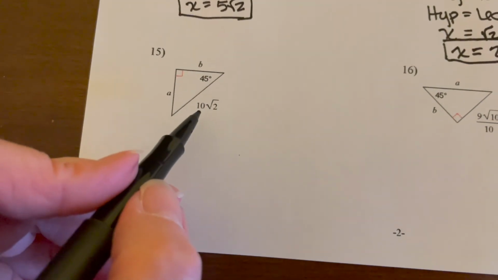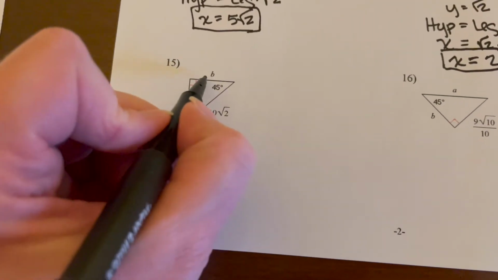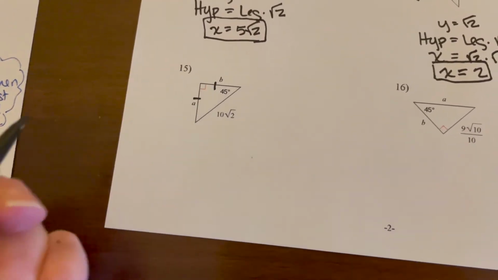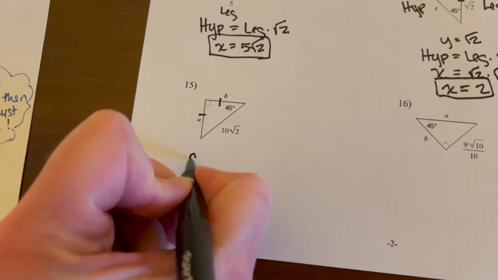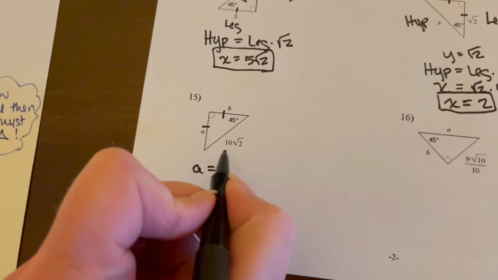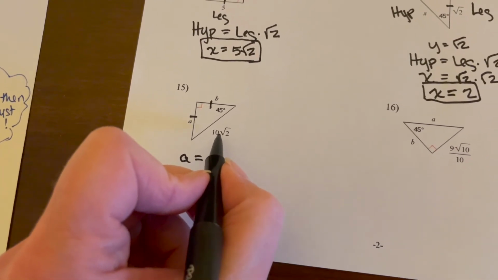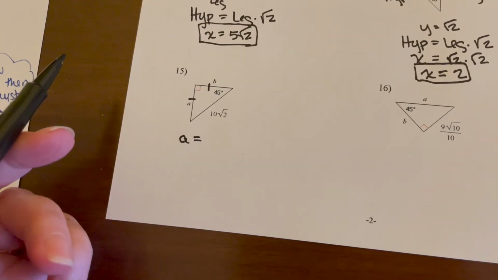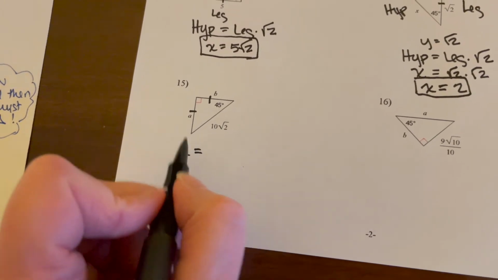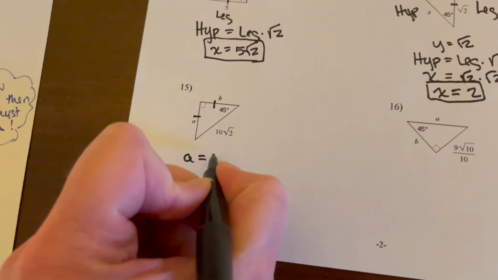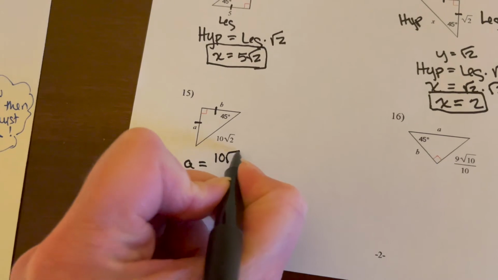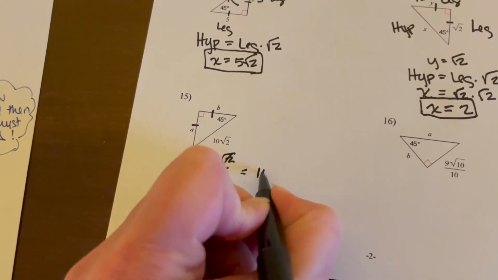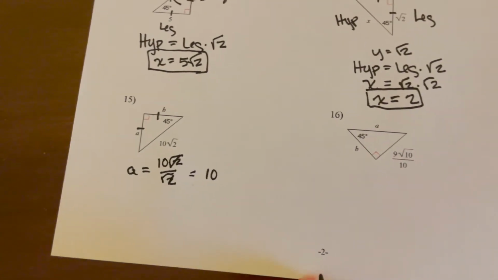In this case, they're giving you a hypotenuse, and we have to work backwards. So again, since it's 45 degrees, I know A and B have to be equal. So I know that the hypotenuse is equal to the leg times root 2. So the leg then is equal to the hypotenuse divided by root 2. So that's 10. And B also equals 10.